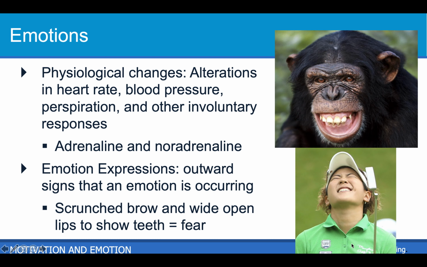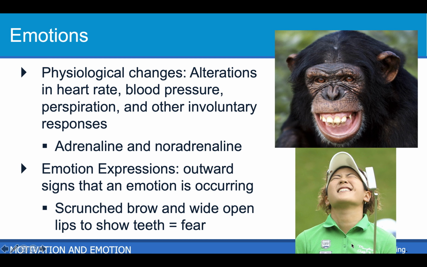With emotions, we do see physiological changes. We see alterations in heart rate. If you're angry or fearful, your heart rate is faster. We see changes in blood pressure, perspiration, and other involuntary responses. We see changes in adrenaline and noradrenaline from your adrenal glands above your kidneys. And we're going to talk about how those get read later on by what we know as a polygraph test. And we'll talk about that later on.